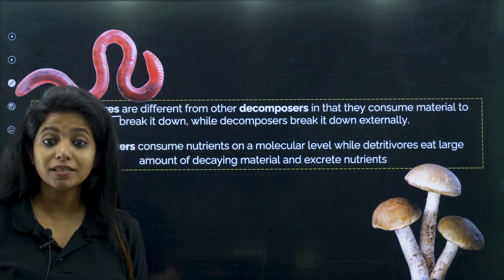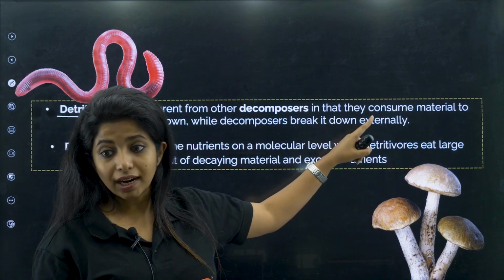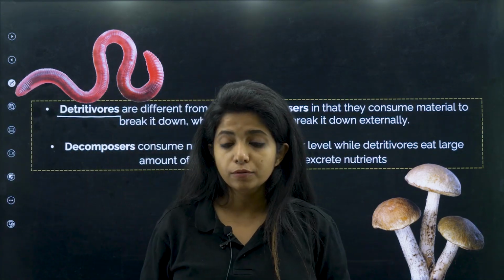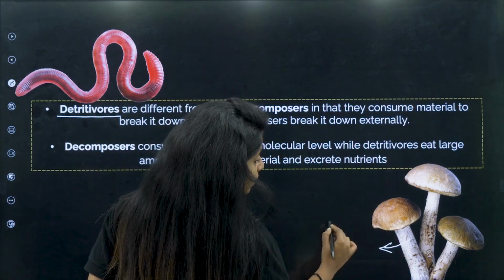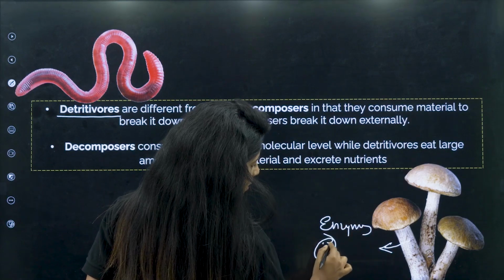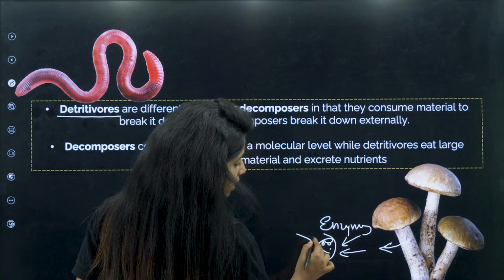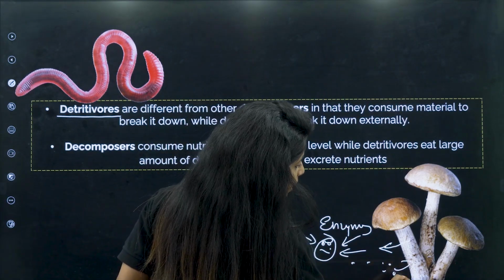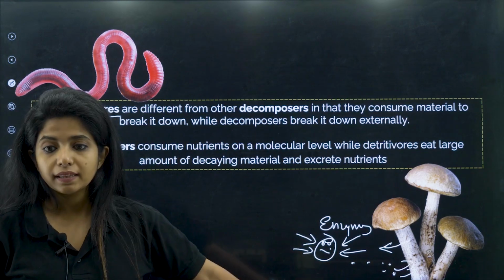There is something else that is known as detritivores. What do you mean by that? Detritivores are different from decomposers in that they consume material to break it down. Decomposers, how do they decompose things? Basically, a fungus, a mushroom, is a decomposer. It will be releasing certain enzymes. Suppose this is a dead organism over here. It will be releasing enzymes to break down this dead organism, and whatever important nutrients are there are taken up back by the mushroom.